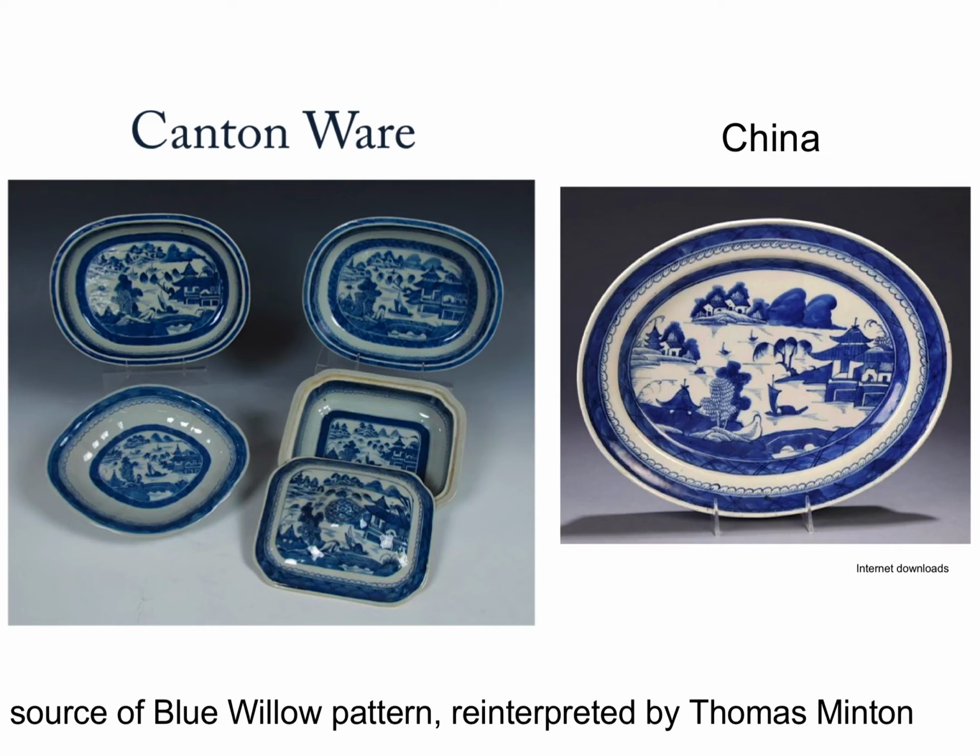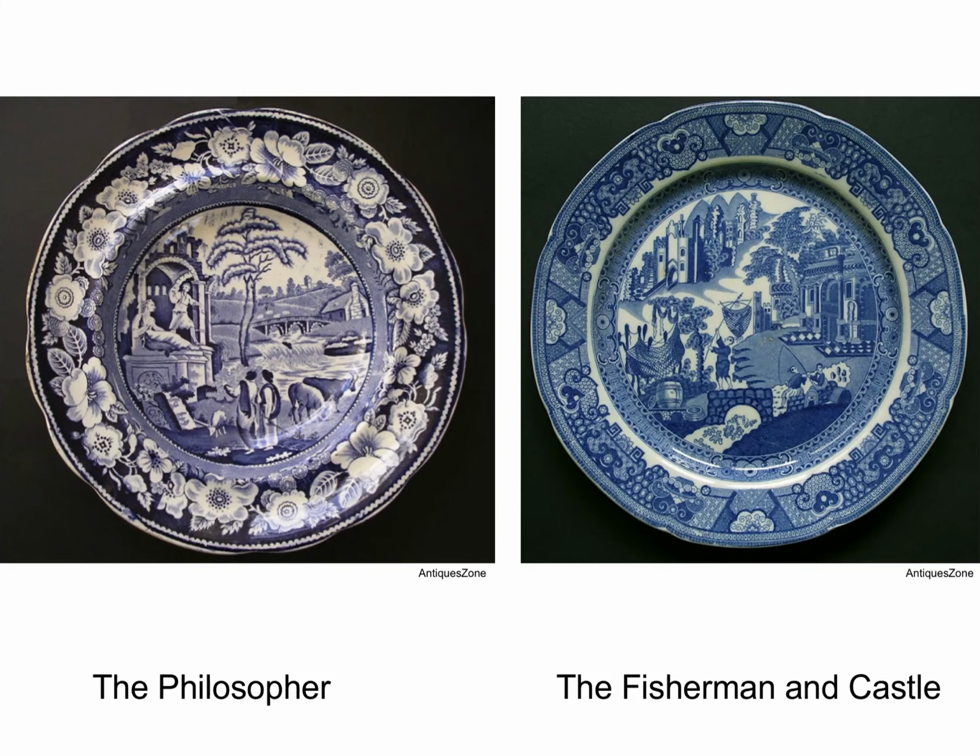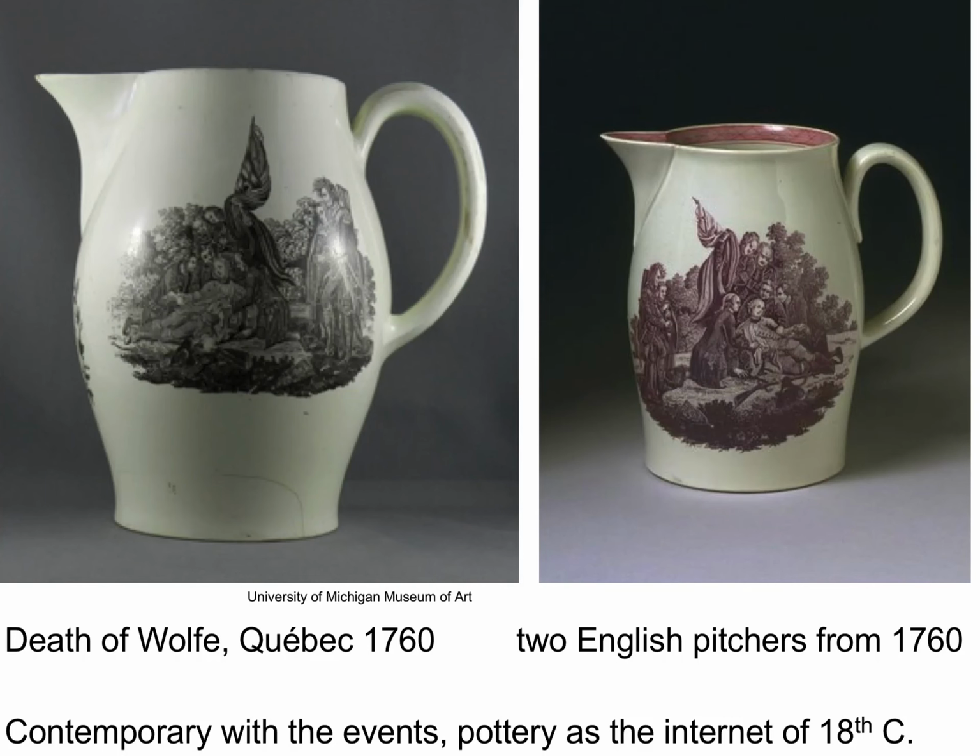followed in the development of that technique by Thomas Spode, another manufacturer around that time. So this is the source of the Blue Willow pattern, reinterpreted by Thomas Minton, Canton ware coming from China originally. And then all kinds of printed transfer ware were made subsequently. There is the very famous Blue Willow pattern, but there is a pattern called the Philosopher, another one called the Fisherman and Castle. There are dozens and dozens of them that were made.